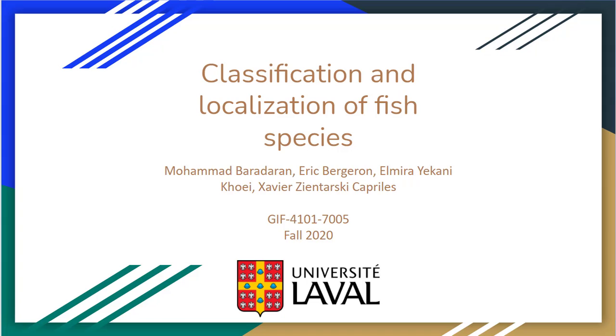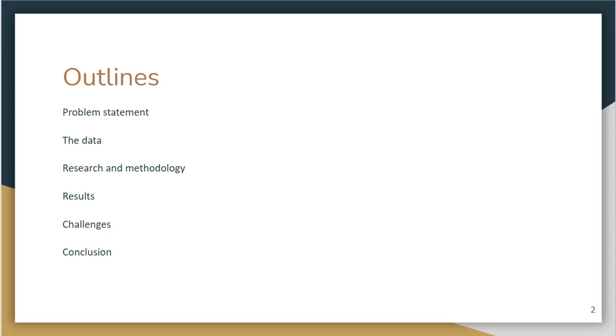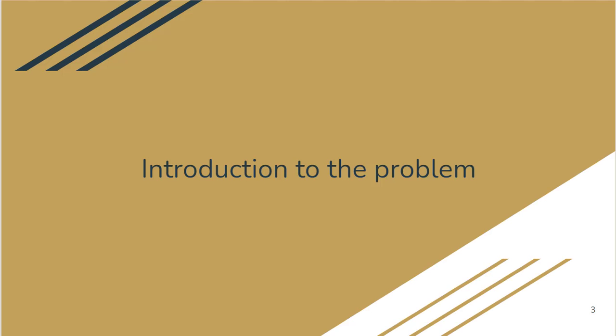Hello, in this project we aim to perform a deep learning based classification and regression in order to classify fish species. The outline of this presentation includes problem statement, the data used for training and testing, research and methodology, results, challenges, and conclusion.